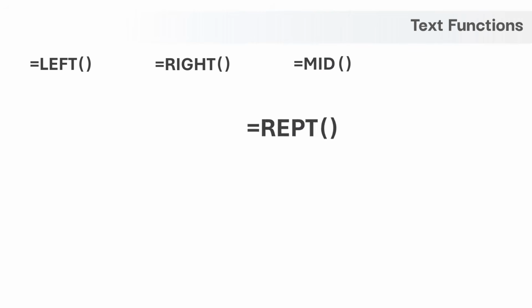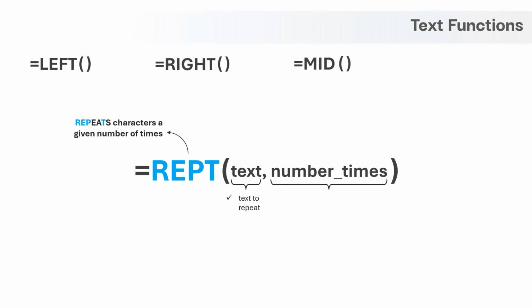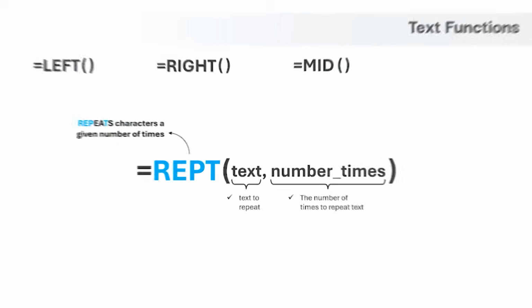The last function is REPT, which is the short form of repeat. As the name itself says, this function is used to repeat the text a given number of times. The text argument takes the input text to repeat. The number of times argument defines how many times the input text has to be repeated. Pretty simple. Finally, we are done with the basics. Let's jump back to Excel and see some examples.